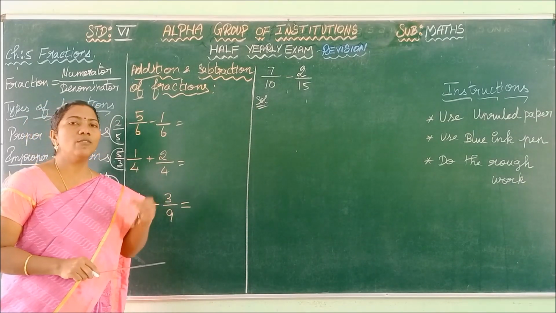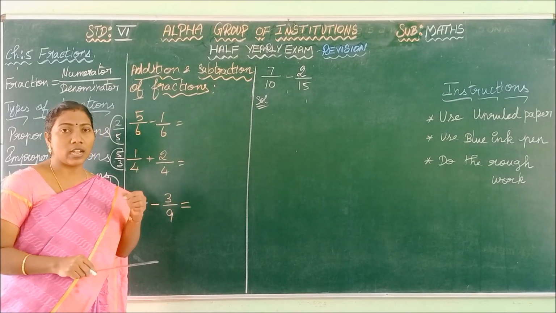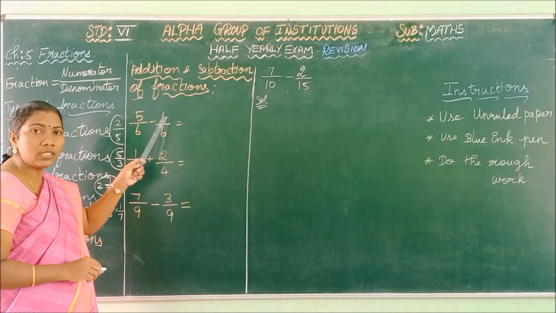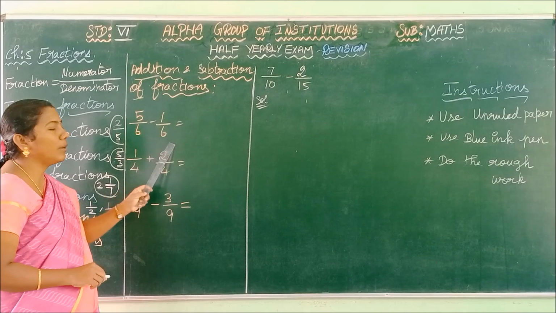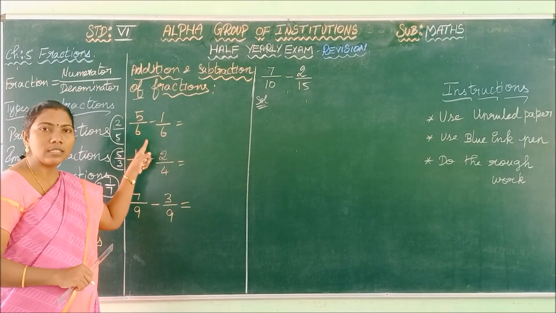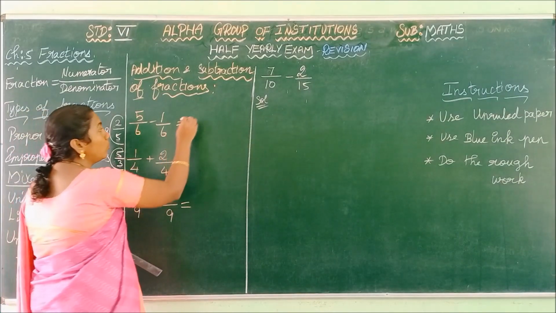Suppose the given fractions are unlike fractions, then we should convert them into like fractions and then add or subtract. See the first sum, 5 by 6 minus 1 by 6. Observe the denominators, they are the same. So it is a like fraction, and we can add or subtract it. Here the given operation is subtraction, so we are going to subtract it.